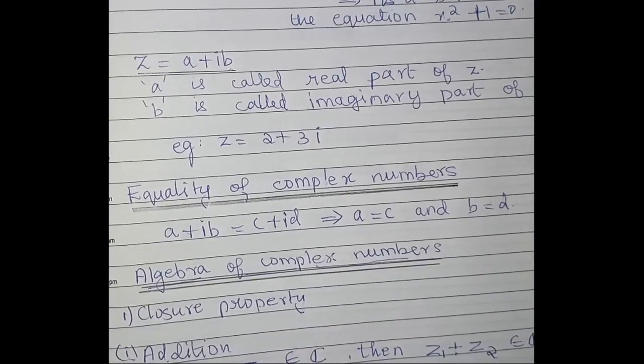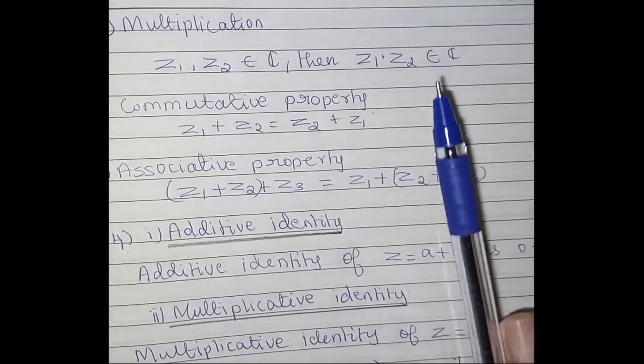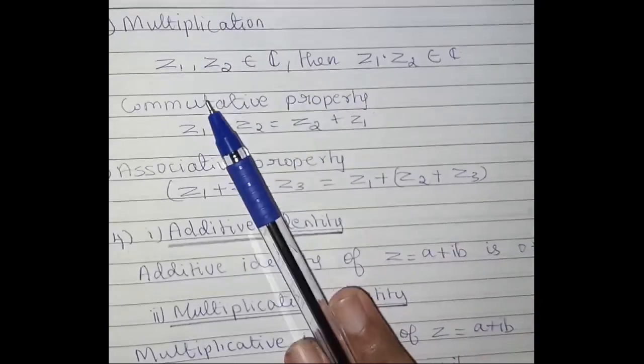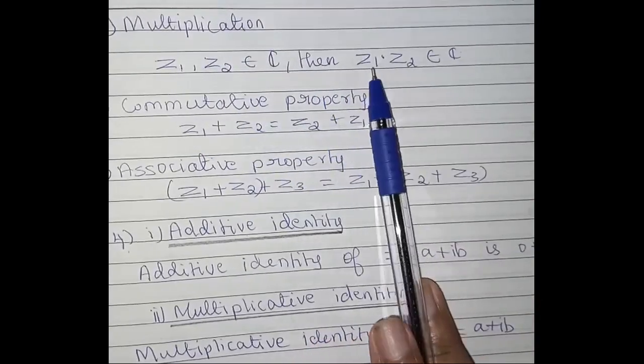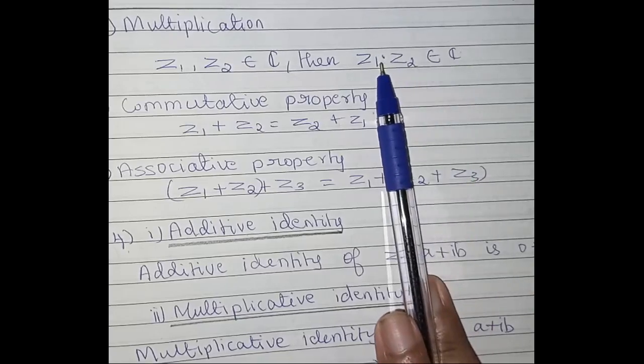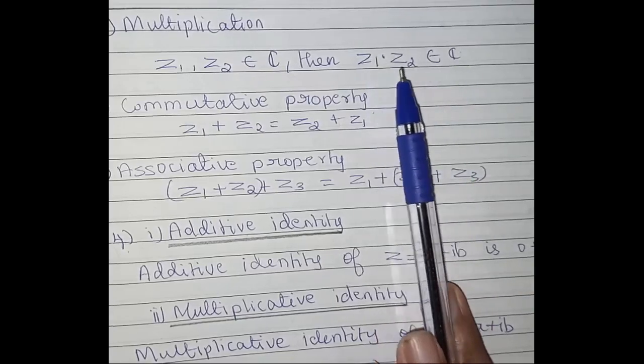So what do you mean by closure property and addition? If I take any two complex numbers z1 and z2, the addition of those two complex numbers again is a complex number. This belongs to complex numbers. That's the meaning of closure property. So similarly, if I go for closure property under multiplication, if I take any two complex numbers z1 and z2, again the multiplication of those two complex numbers is a complex number. Here multiplication, I'll be using a dot instead of the symbol into.